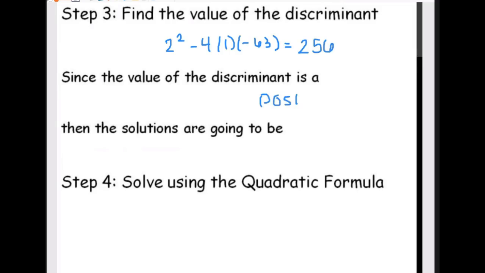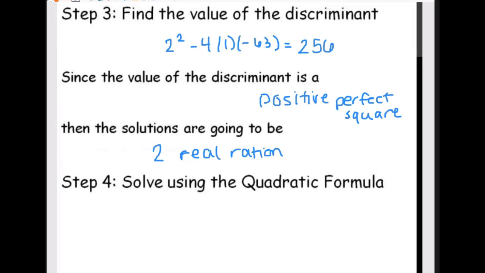256 is a positive, and it's also a perfect square, which means I'm going to get 2 real rational solutions, which also meant that this equation was factorable.